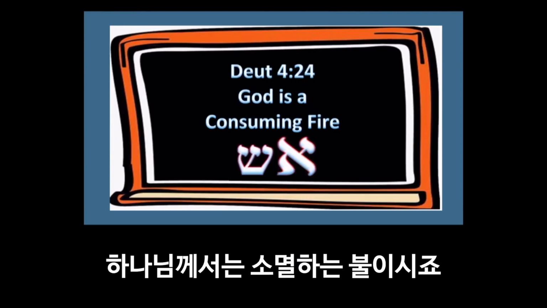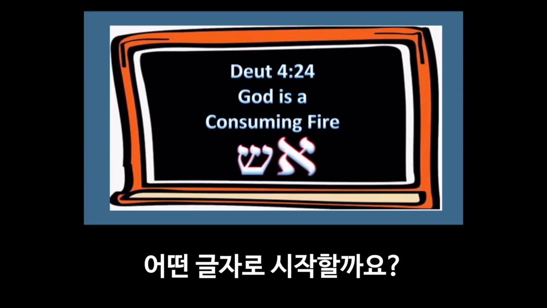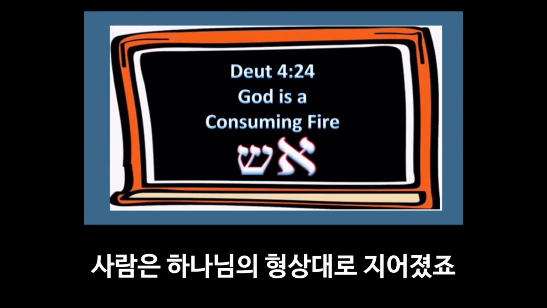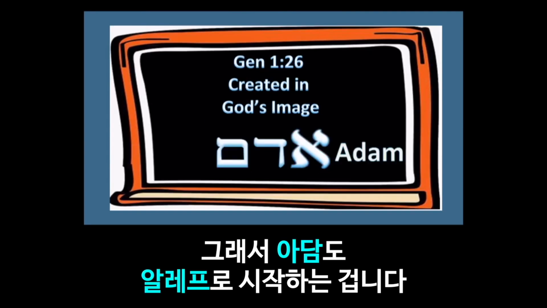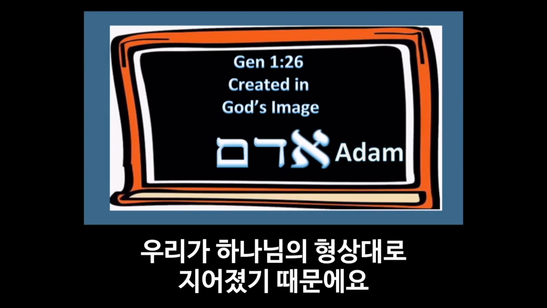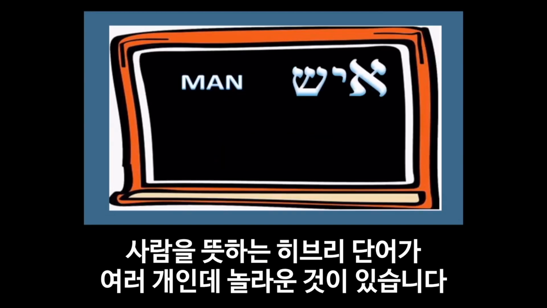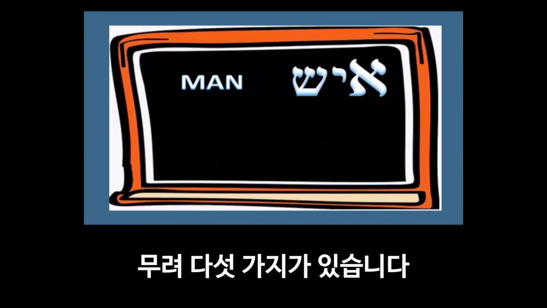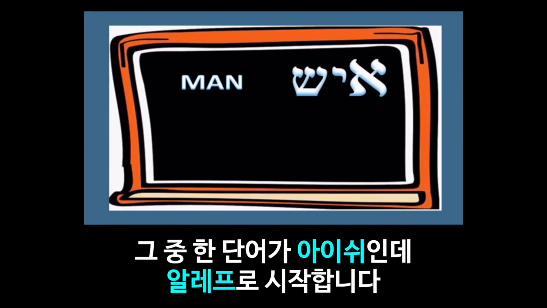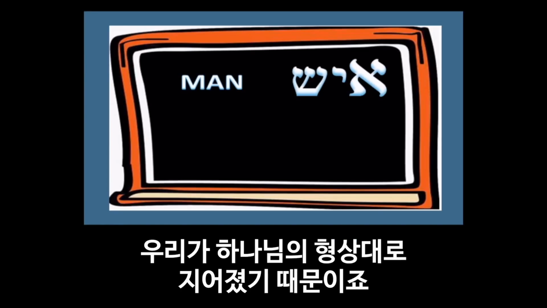God is a consuming fire. What does it begin with? Aleph. Man is created in God's image, so we find Adam begins with the letter Aleph because we're created in God's image. The fascinating thing about the Hebrew word for man, there's like 5 names for man in Hebrew. One of them is Ish, which is man. And so it also begins with Aleph because we're created in God's image.